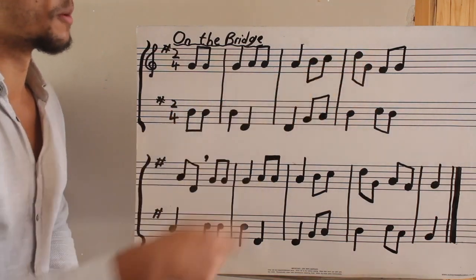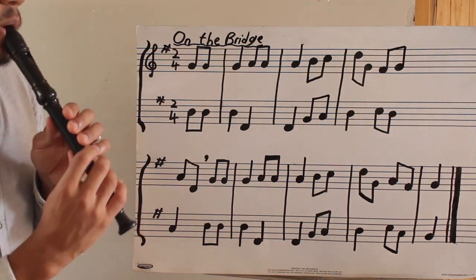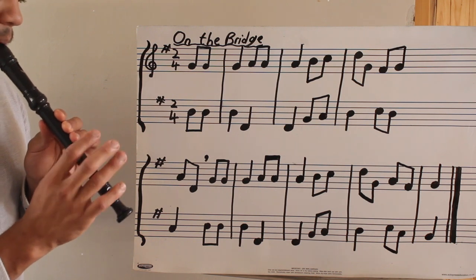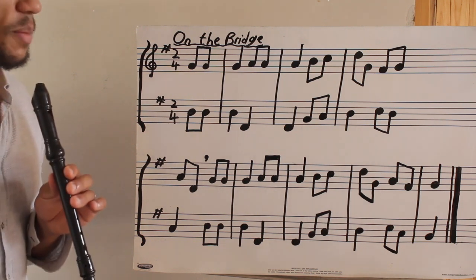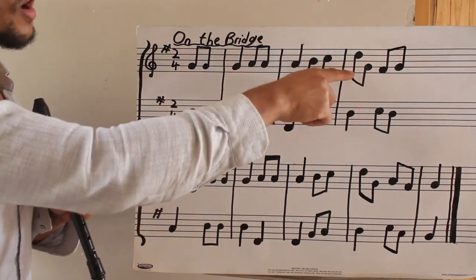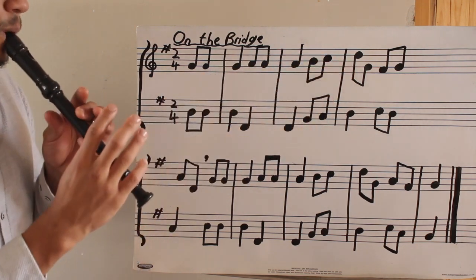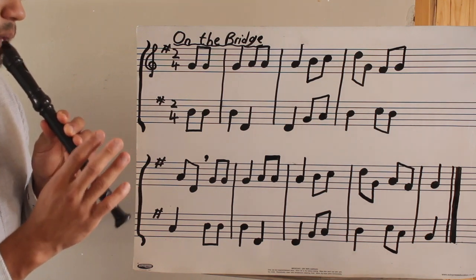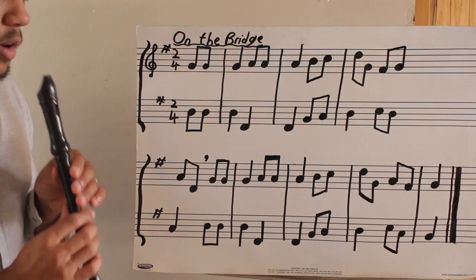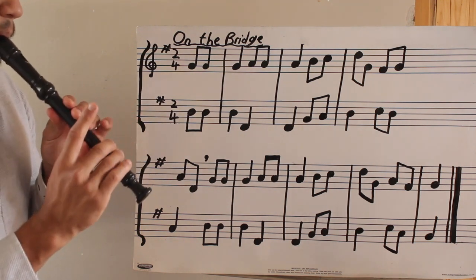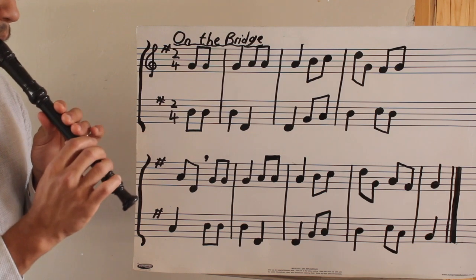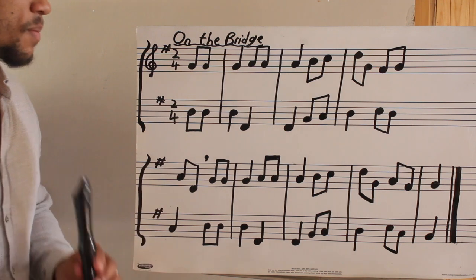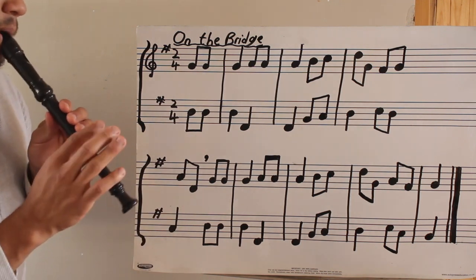So let's try it out from bar 4. 1, 2. Did you get it, or did it miss you? Again. 1, 2. Let's slow it down even more. Go. Let's try take it from bar 1 until bar 5. 1, 2.